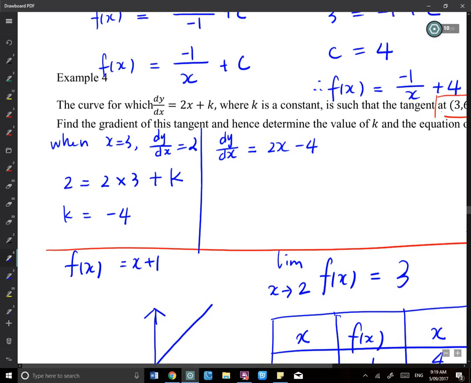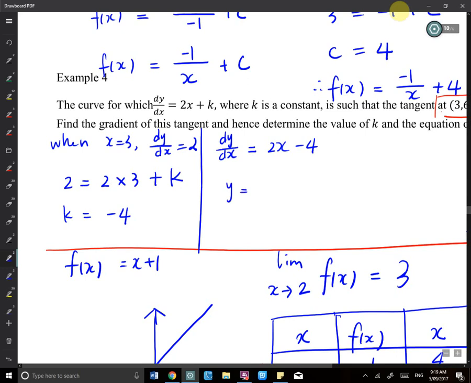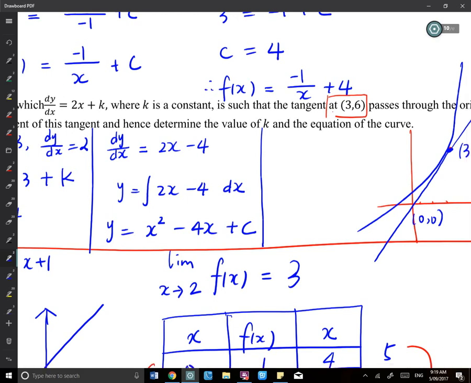What I needed was to find k. That sentence tells me the gradient of the tangent at that point. So y equals the integral of 2x minus 4 dx. That gives me x squared minus 4x plus c. You know that is x squared because you have a 2 and then you divide by 2.